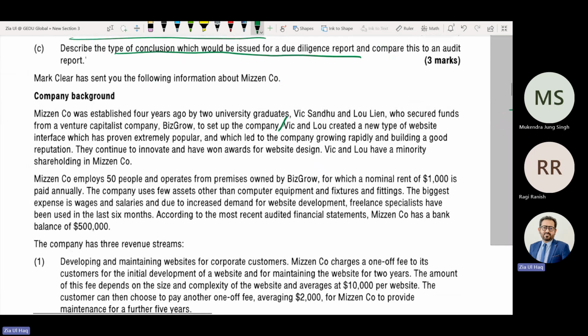Vic and Lou created a new type of website interface which has proven extremely popular and which led to the company growing rapidly and building a good reputation. They continue to innovate and have won award for website design. Vic and Lou have a majority shareholding in Mizzen company. So regarding shareholding, we have discussed. Now they have developed a website, and based on that, they are growing rapidly and having a good reputation.